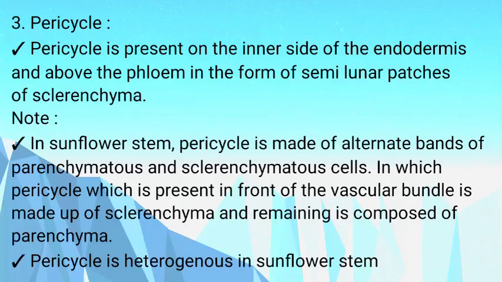Note, in sunflower stem, pericycle is made up of alternate bands of parenchymatous and sclerenchymatous cells, in which the pericycle present in front of vascular bundle is made up of sclerenchyma and the remaining part is composed of parenchyma. Pericycle is heterogeneous in origin in sunflower stem.